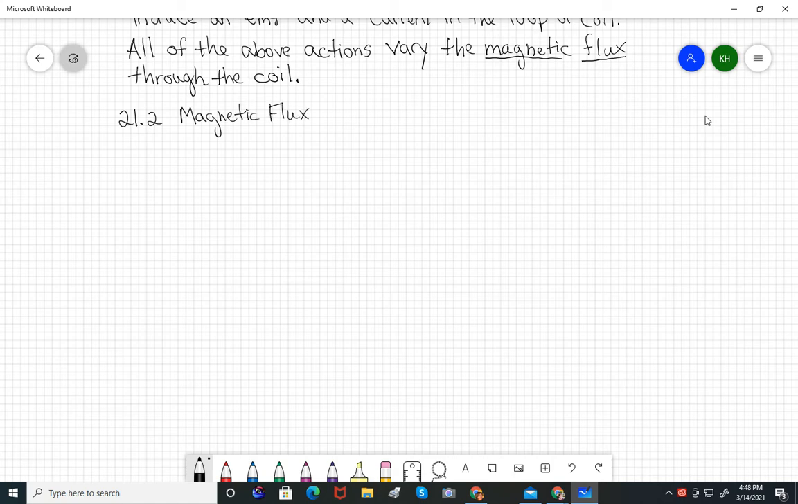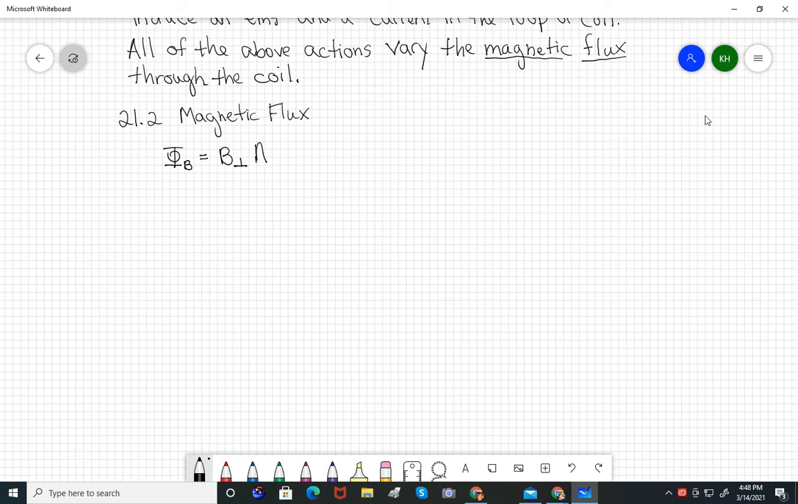We're going to define it mathematically. The symbol for magnetic flux is a capital Phi. We put a B for magnetic. For electric flux, we would put an E. And it's equal to the perpendicular component of the magnetic field times an area.